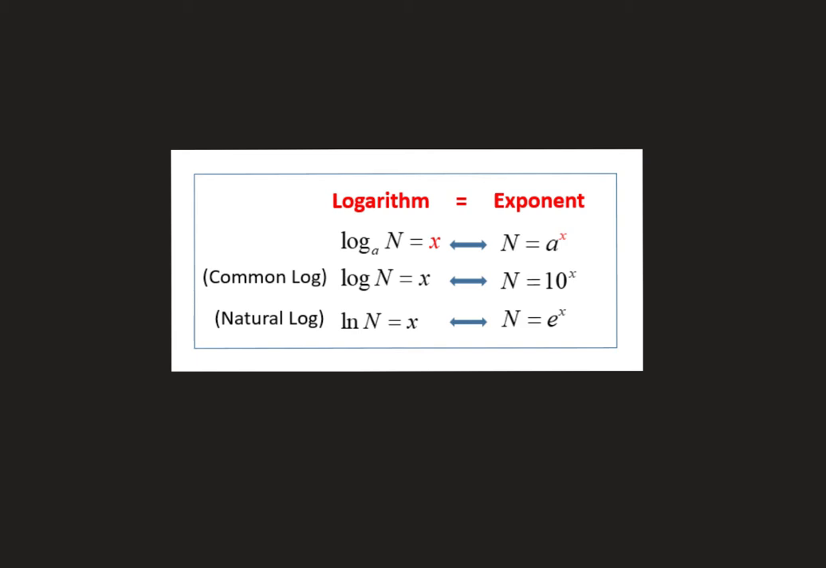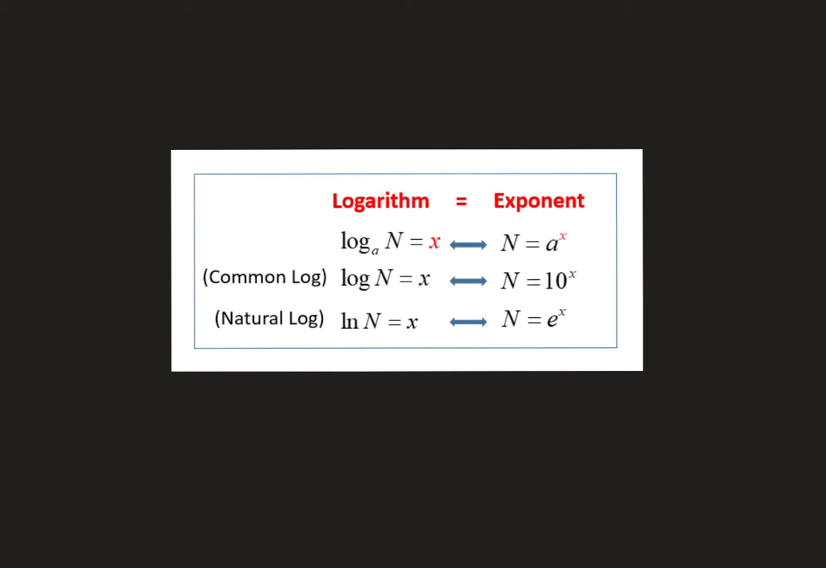Notice that we have two special logarithms here, the common logarithm and the natural logarithm. The common logarithm is log of base 10. Notice here, there's no little number there, so log without a little number is assumed to be base 10. So we have log of n is equal to x, means that n is equal to 10 raised to x.